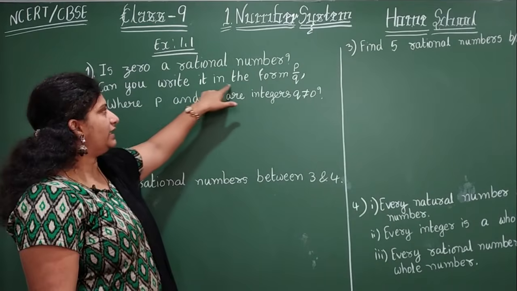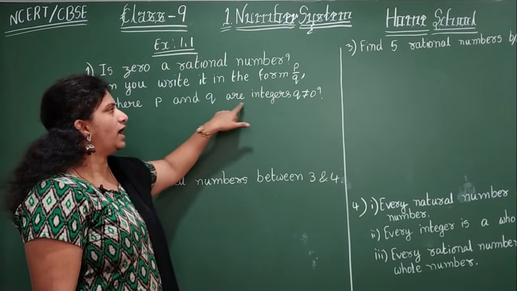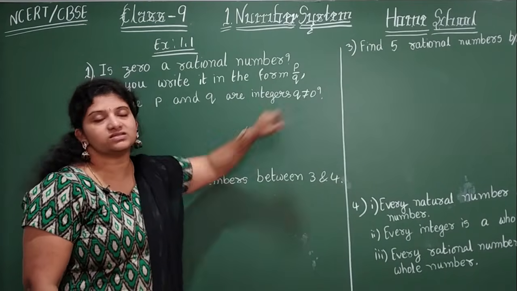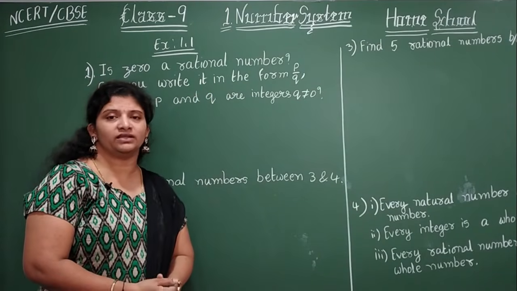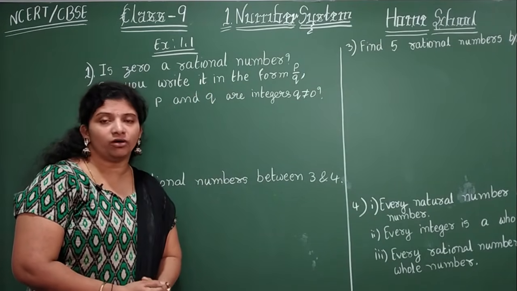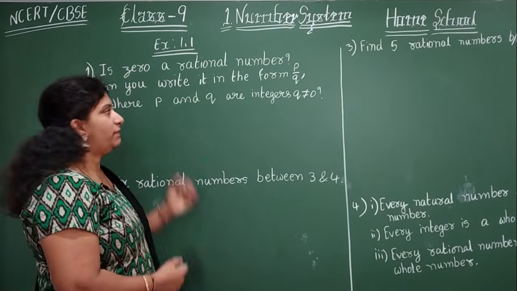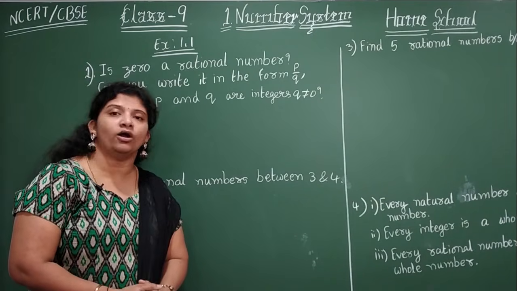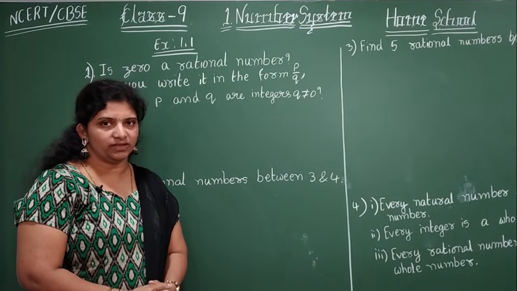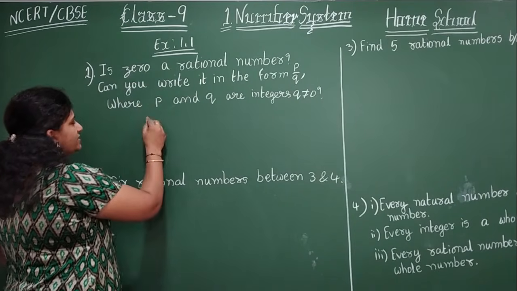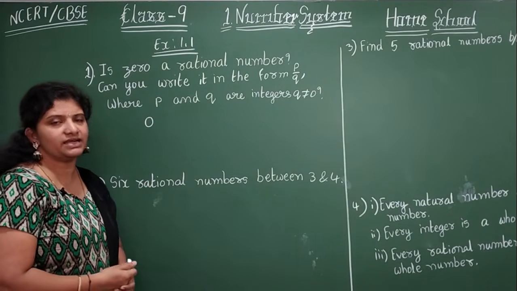Can you write it in the form p by q, where p and q are integers and q is not equal to 0? We have read the statement, children: any number which is in the form of p by q, where p and q are integers and q cannot be equal to 0, those types of numbers are called the rational numbers. So now represent 0. Is 0 a rational number? Yes, it is a rational number.